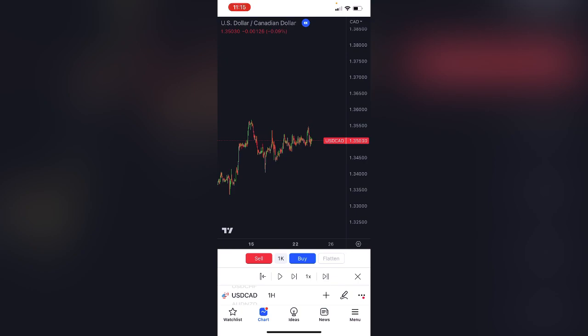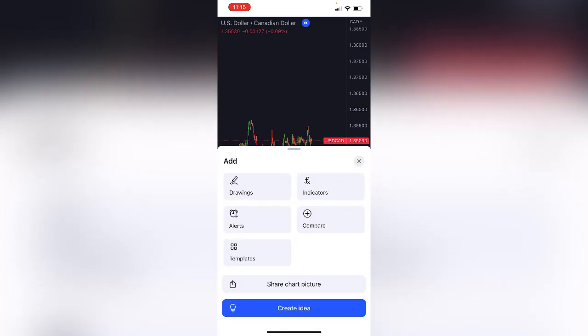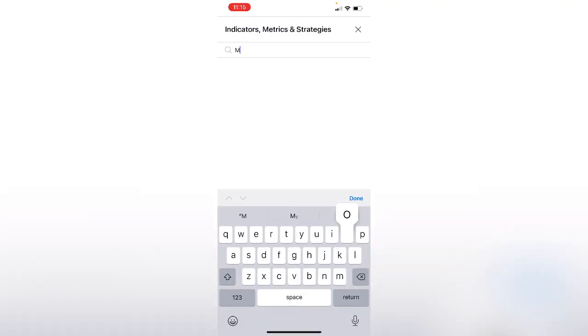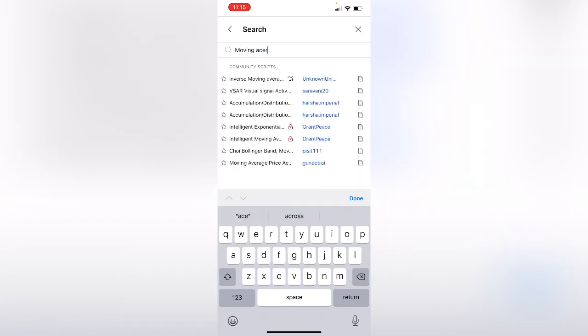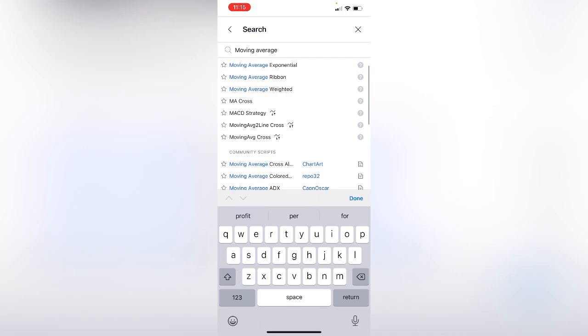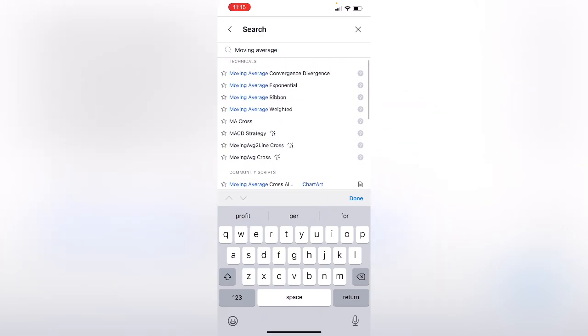This can help you determine whether the trend is going up, whether the trend is going down, or whether the trend is going sideways. So we're going to want to hit this little plus zone right down here, and then we're going to want to press indicators like so. And all you're going to want to do is search moving average right here, and then just find the moving average exponential.